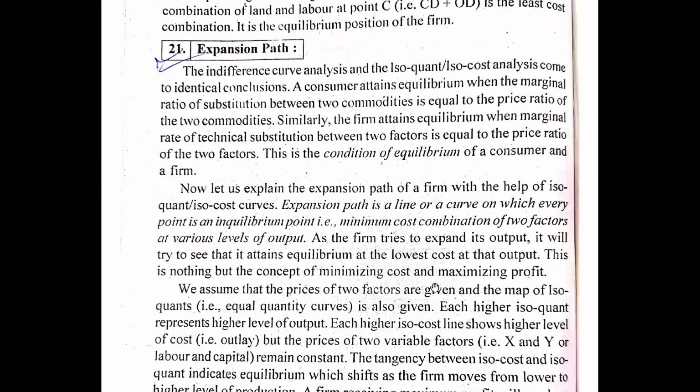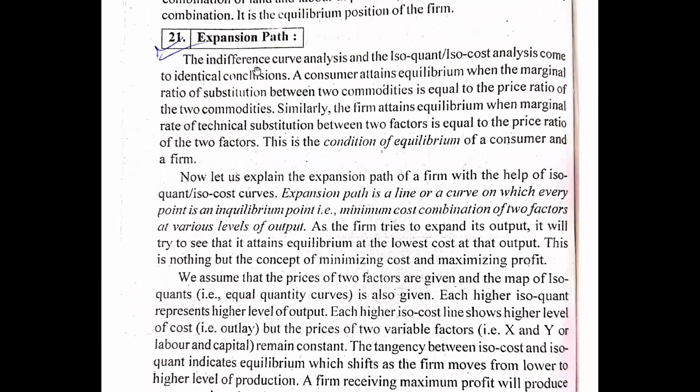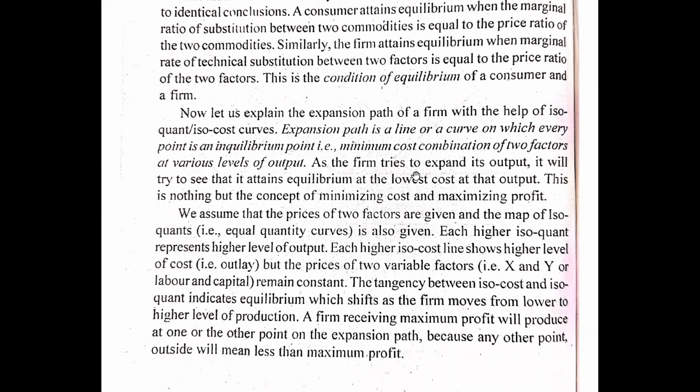Now guys, we will see the expansion path. The indifference curve analysis and the isoquant or isocost analysis come to an identical conclusion. A consumer attains equilibrium when the marginal rate of substitution between two commodities is equal to the price ratio of the two commodities. Similarly, the firm attains equilibrium when the marginal rate of technical substitution between two factors is equal to the price ratio of the two factors. This is the condition of equilibrium of the consumer and a firm. Now we will read further.